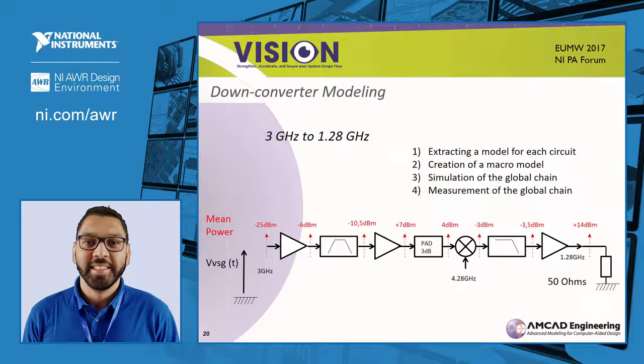Here, I wish to present you an example of application of this methodology on the design of a tone converter. It's a down converter from 3 GHz to 1.28 GHz with a mean input power of minus 25 dBm. We will go through the following steps: extract a model for each circuit thanks to Device Modeler, create the schematic of the down converter, simulate the modulated system, and compare with the measurement data.